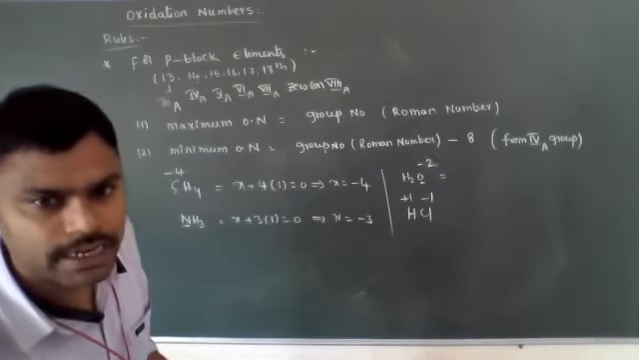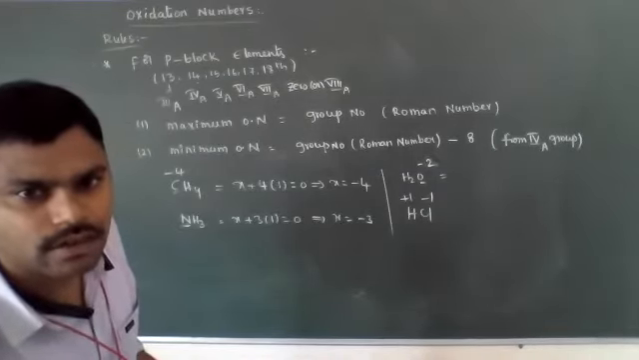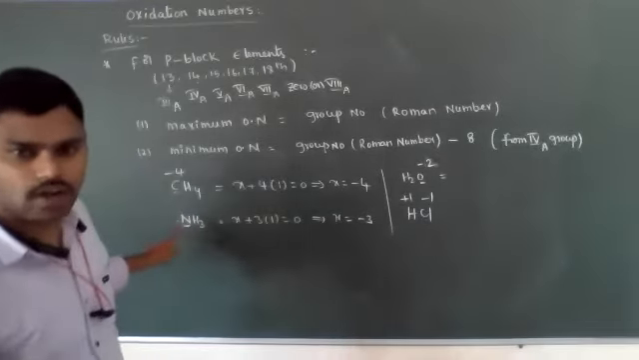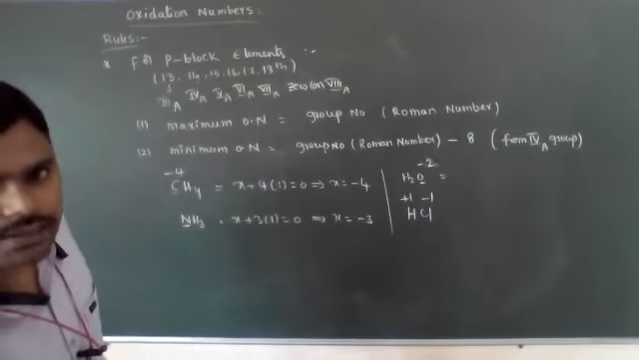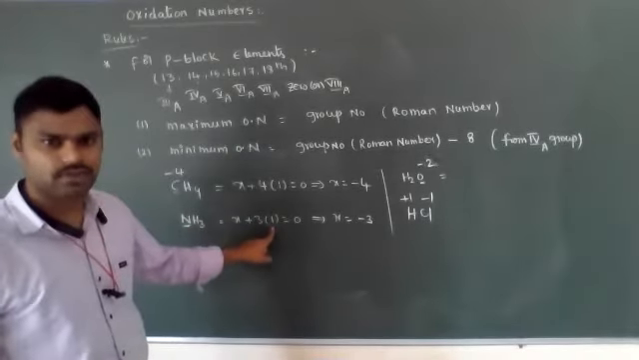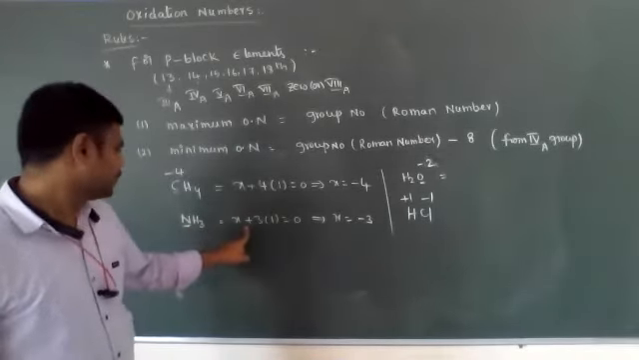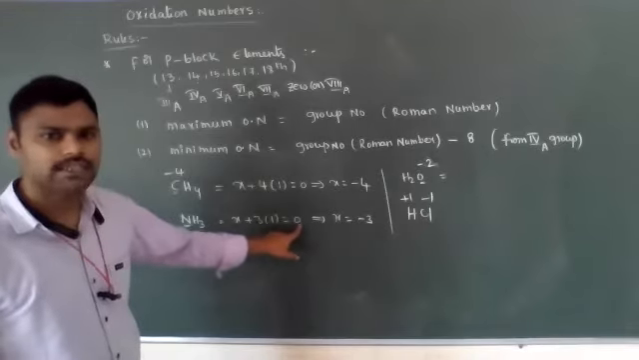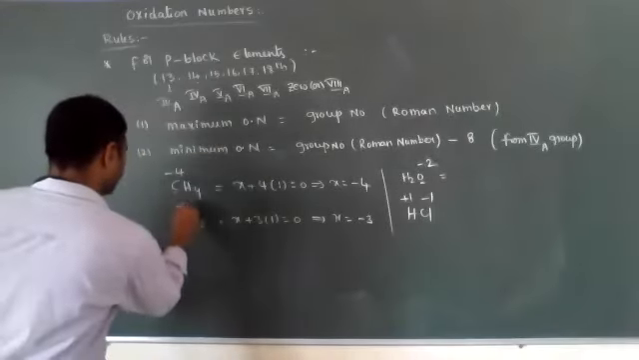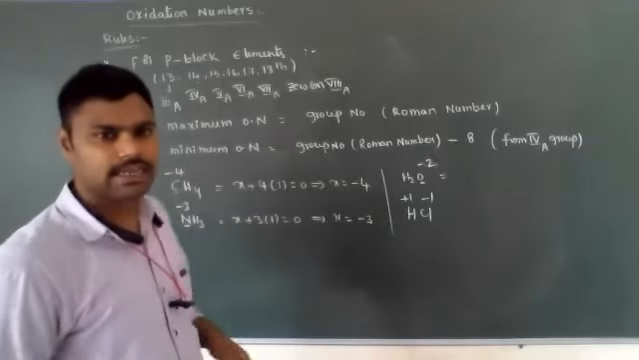NH3, yes, minus 3. Very good, observe how it is minus 3. For the nitrogen atom, I want to calculate the oxidation state. Generally, what is the oxidation number of hydrogen atoms? Hydrogen is always plus 1 only. X plus 3 into 1 is equal to 0. X is equal to minus 3. So the nitrogen is minus 3. Same calculations.